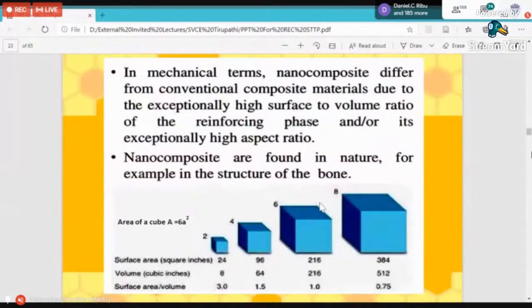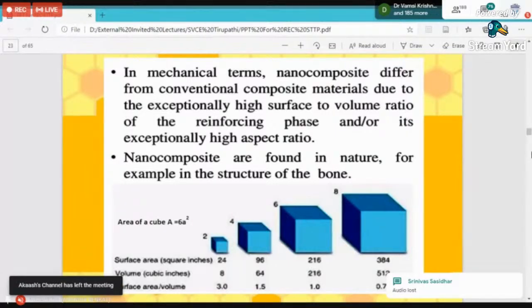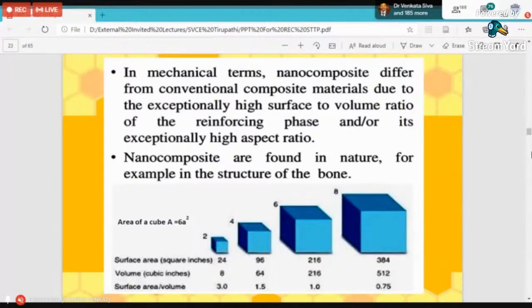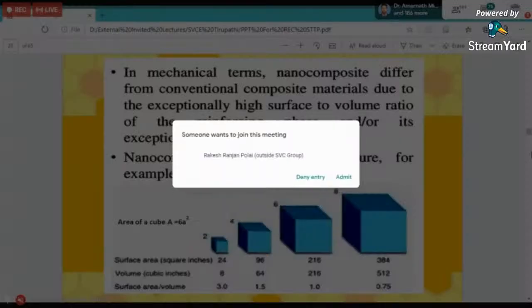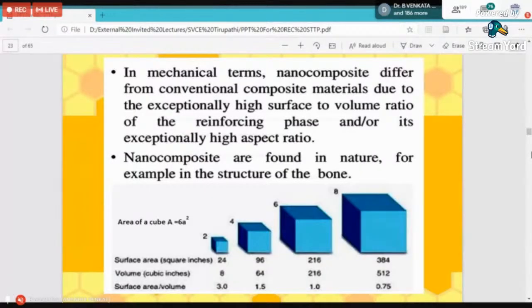Now, in mechanical terms, nanocomposites differ from conventional composite materials due to the exceptionally high surface area to volume ratio, which I have seen already. Why is the surface area playing a major role as far as the nanoparticle is concerned? There are many types of contact, but I am going to mention only two types. One is the surface contact, another one is the point contact. Which contact will you prefer in order to have a good binding capability? Point contact or surface contact?